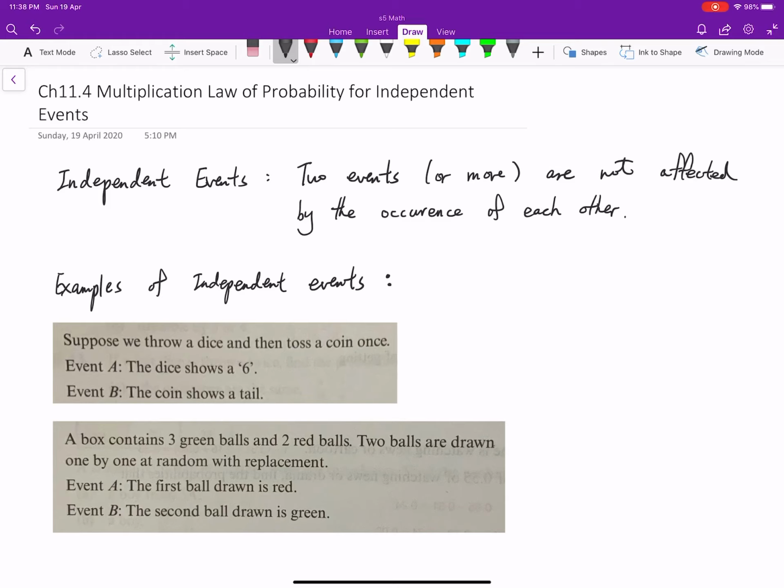Today we will start Chapter 11.4, Multiplication Law of Probability for Independent Events. And tomorrow we will have a quiz of Chapter 11.3.